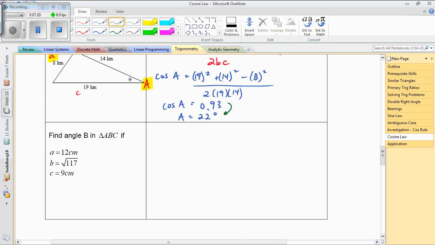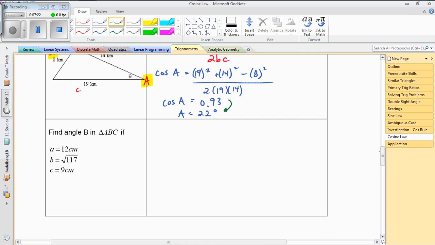Looking at the next example, it says here find angle B in the following triangle. Because they don't give me a diagram, I'm going to draw one myself. In drawing one, I can label this capital A, this B, and this C. Little a is therefore 12 centimeters, little b is root 117 centimeters, and little c is 9 centimeters. Now in this case, I want to find angle B. That's here. The side across from it is here.